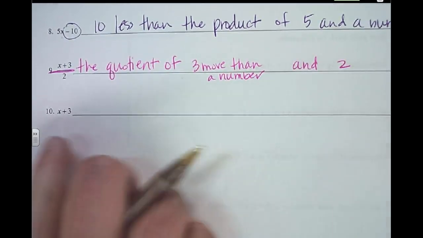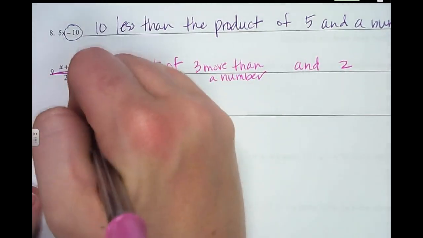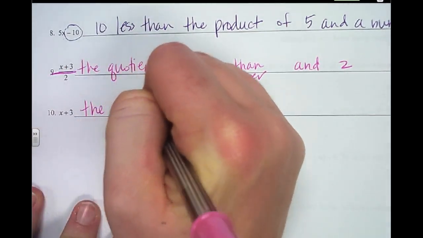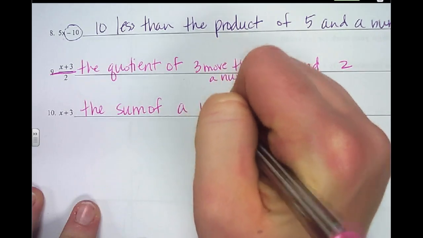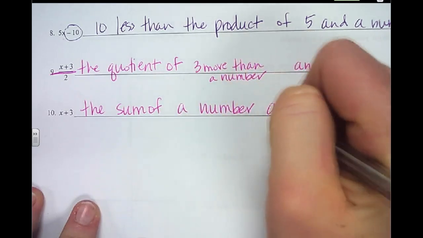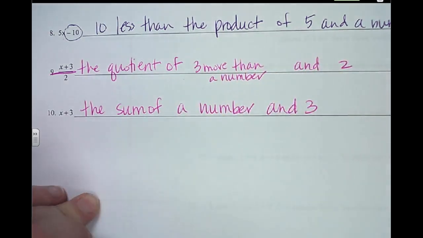And number 10 is actually what we just had at the top. I'm going to use sum here. So I'm going to say the sum of a number and 3.